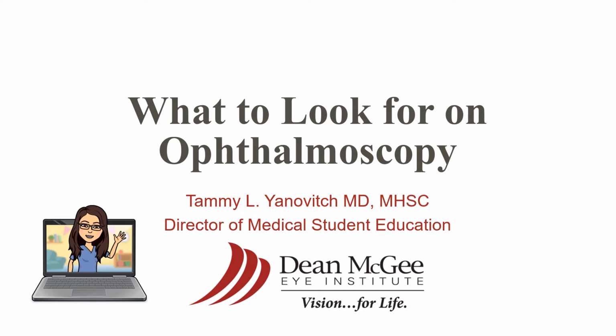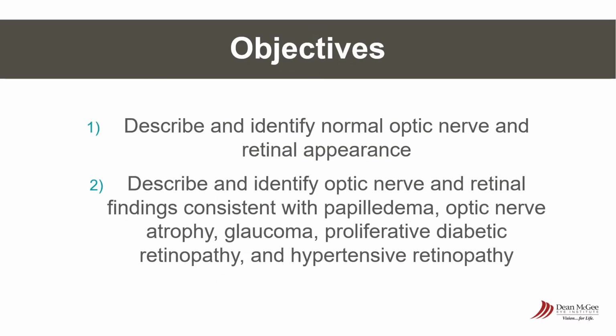I am the Director of Medical Student Education at the Dean McGee Eye Institute. Today we will be discussing what to look for when you perform an ophthalmoscopic exam. The goal of this lecture is for you to be able to describe and identify a normal optic nerve and retina. You will also be able to describe and identify several pathological findings including papilledema, optic nerve atrophy, glaucoma, proliferative diabetic retinopathy, and hypertensive retinopathy.